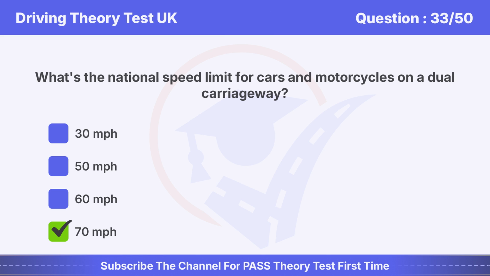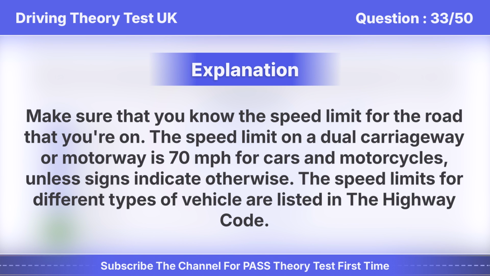Answer is D. 70 miles per hour. Make sure that you know the speed limit for the road that you're on. The speed limit on a dual carriageway or motorway is 70 miles per hour for cars and motorcycles, unless signs indicate otherwise. The speed limits for different types of vehicle are listed in the Highway Code.